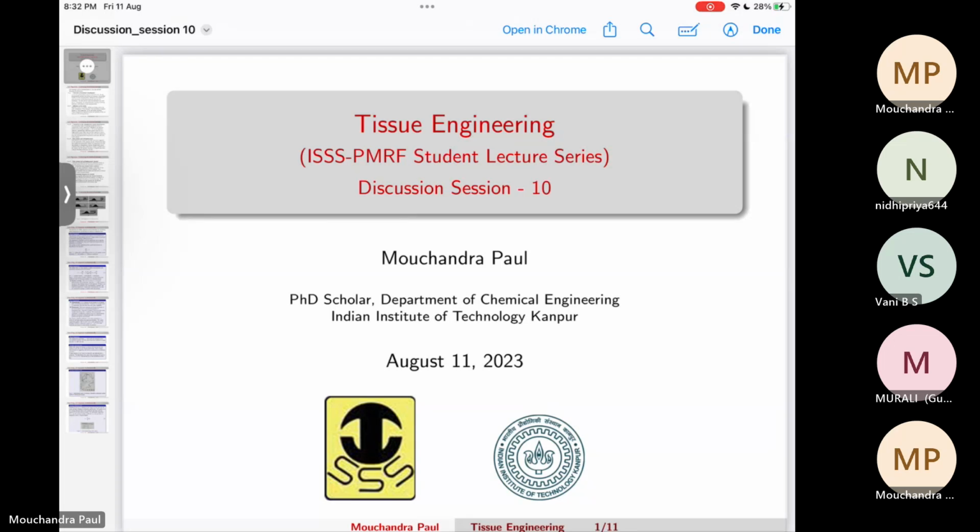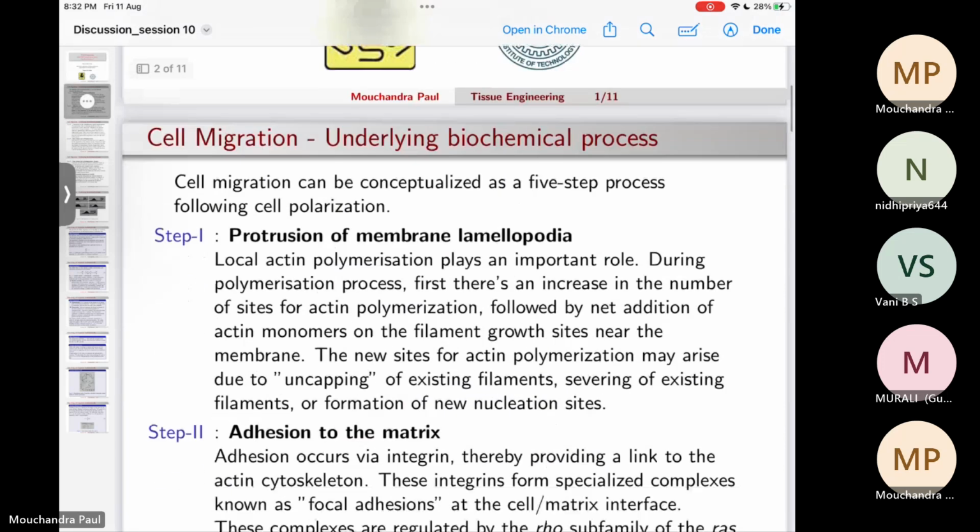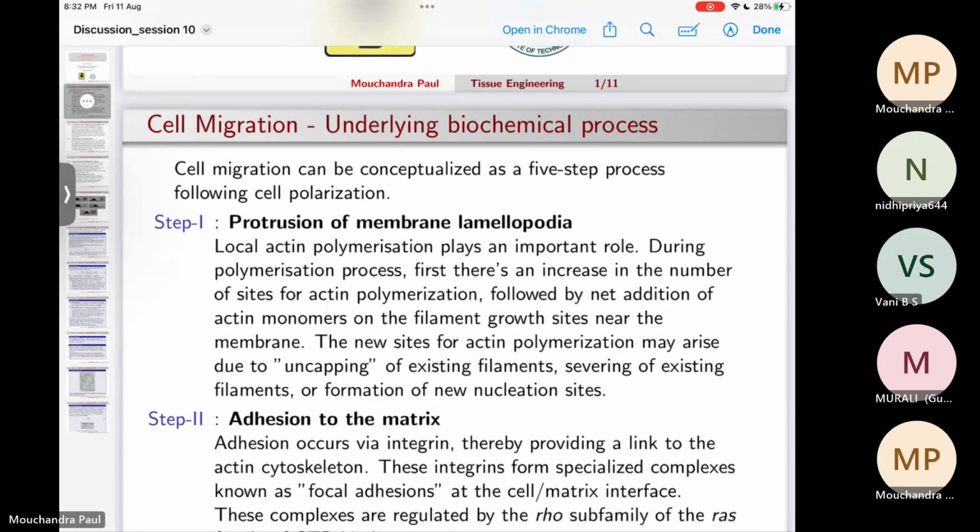In today's class, we will continue with the chapter on cellular fate processes. In the previous class, we looked at one fate process, that is cellular differentiation, correct? Now in today's class, we will look at another fate process, that is cell migration.